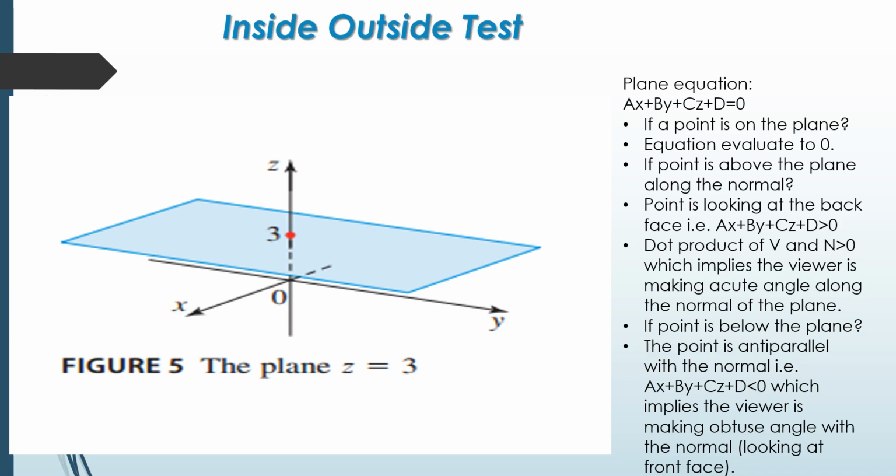But what if this point is above this plane and along the positive z direction? Then what should be this equation's value? Then ax plus by plus cz plus d must be greater than 0. And how am I saying that it is greater than 0?